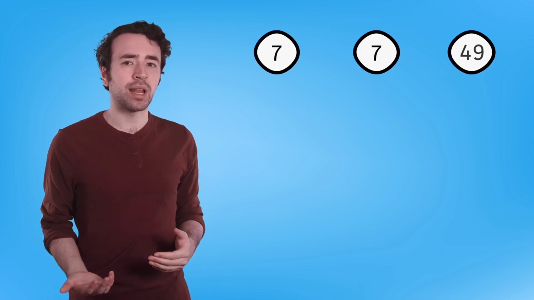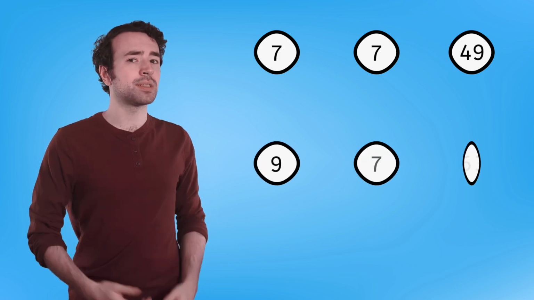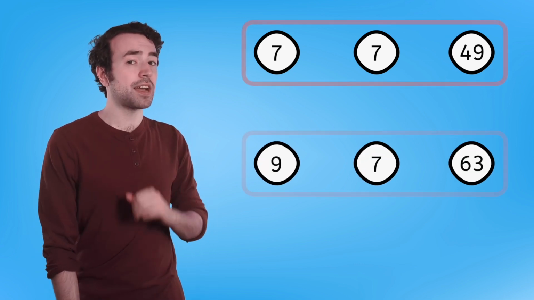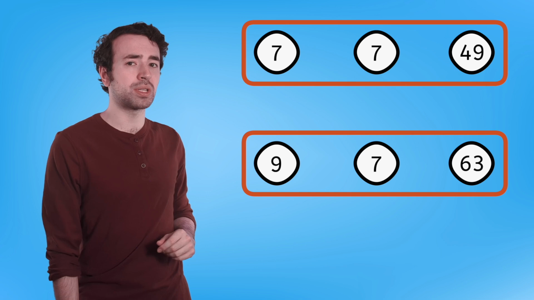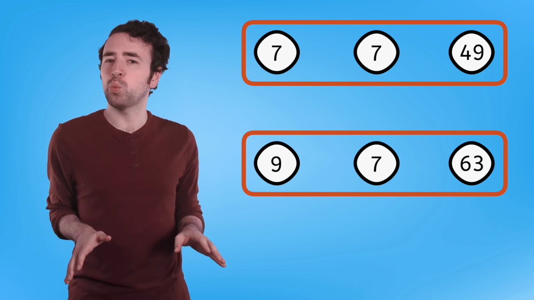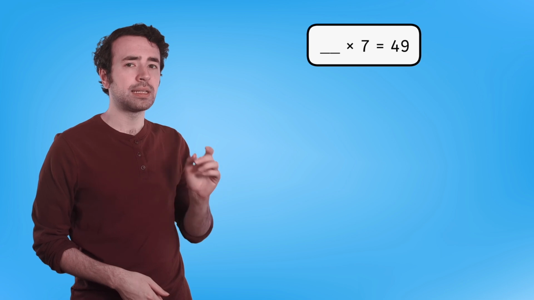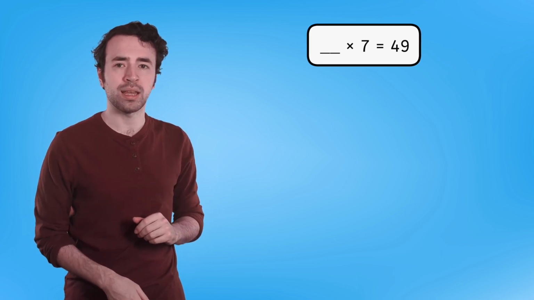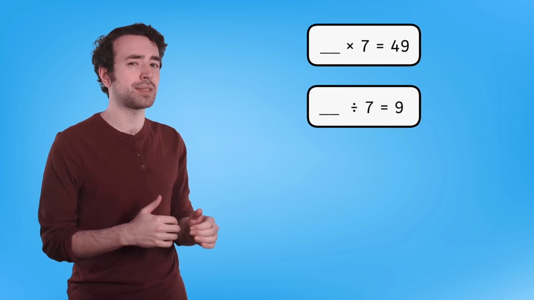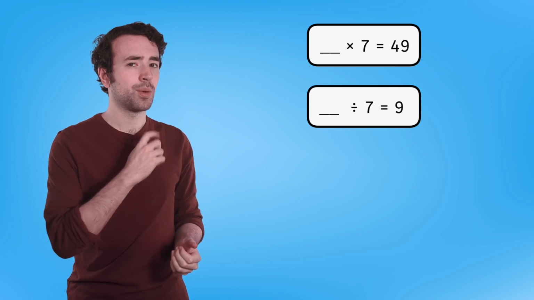The more we practice, the more we may start to notice certain numbers that are always together, like 7, 7, and 49, or 9, 7, and 63. These fact families, or sets of related numbers, can help us solve no matter which piece may be missing. Let's give it a try. Here's something times 7 equals 49, and something divided by 7 equals 9. What are the missing numbers?